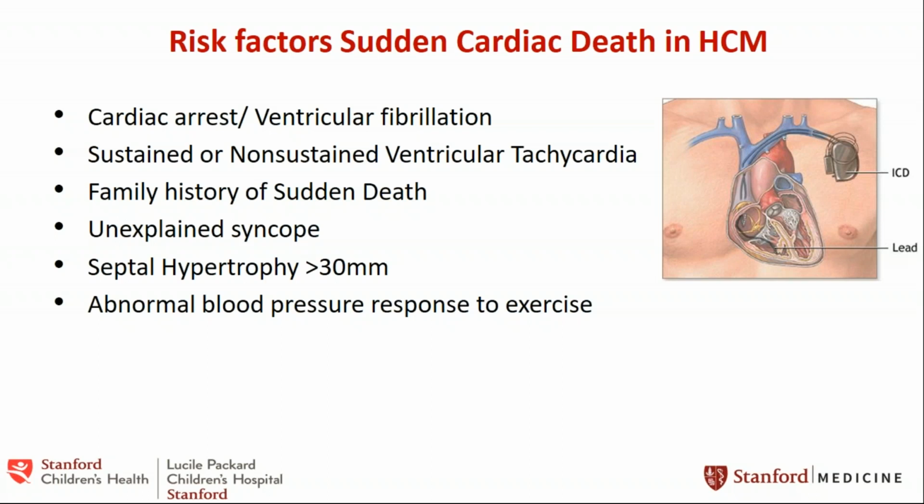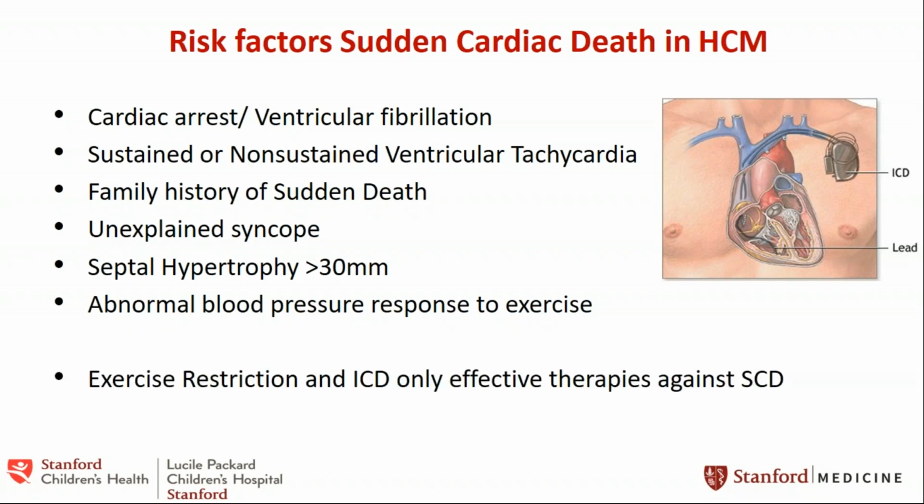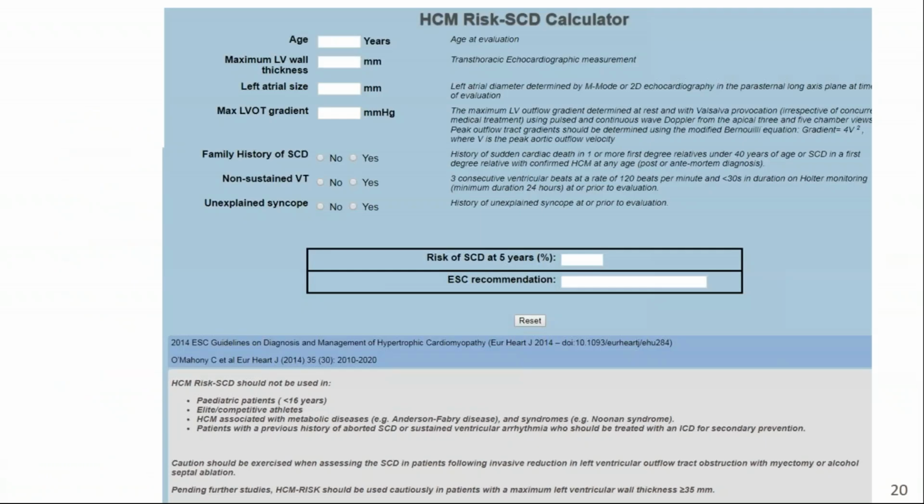And those are listed here. Have you had a cardiac arrest and thankfully survived? Are you having significant ventricular arrhythmias? Is there a family history of sudden death due to HCM? Are you having unexplained fainting spells? And do you have severe hypertrophy and an inability to have a normal response to exercise? It's only been thought that exercise restriction from highly competitive sports and an ICD implant to actually provide electrical shock therapy if your heart is in an arrhythmia, these have really been the only effective therapies against sudden cardiac death. We want to treat with medications to try to prevent it, but that has not been proven to do so.